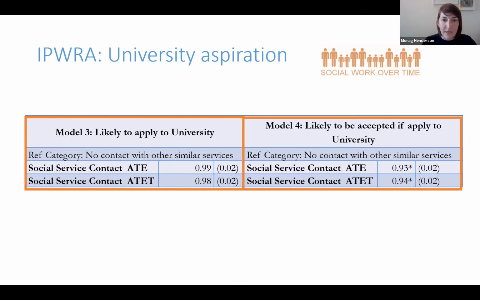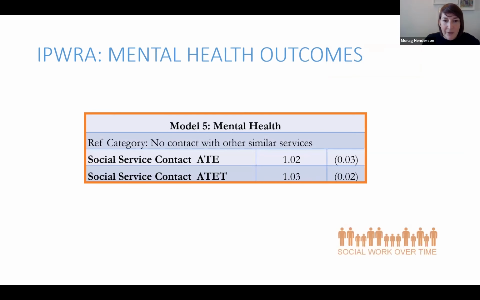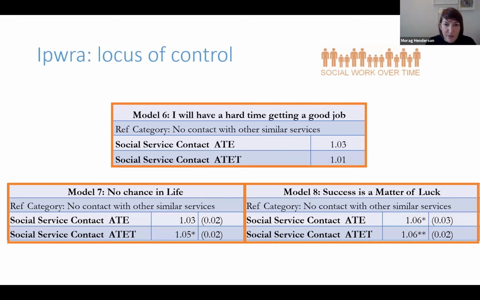So there's something there about confidence or belief or feeling of being accepted that is lower for those who've had social service contact. In terms of mental health outcomes, the GHQ measure that I described, we actually don't see any difference between the group who had social service contact versus the group who didn't. And in terms of locus of control, it's a slightly mixed picture. There's no difference between the two groups on whether they agreed with the statement, I will have a hard time getting a good job. So there's no difference there.